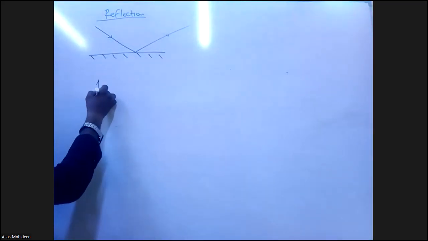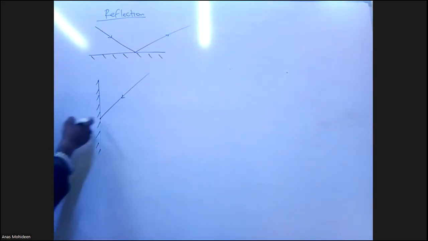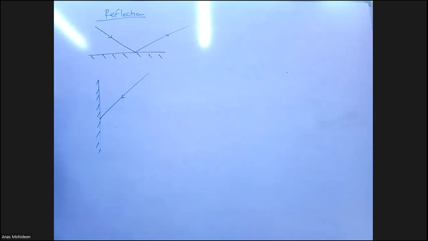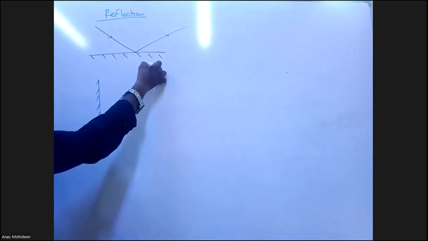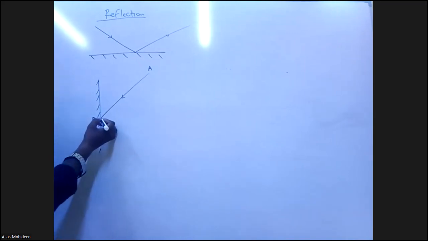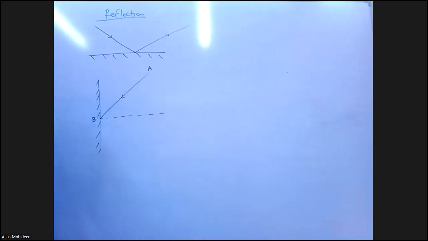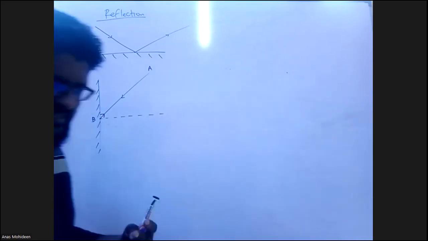Let's say this is the mirror. And a light ray falling on the surface in this way. This is the point where it is falling. I mark this point as B. For this point, we are drawing an imaginary line, and this straight line is at a 90-degree angle. You can see it's at a 90-degree angle. It is an imaginary line. Otherwise, we can't see it, we can't touch it. It's imaginary.